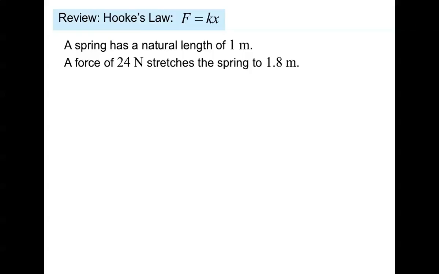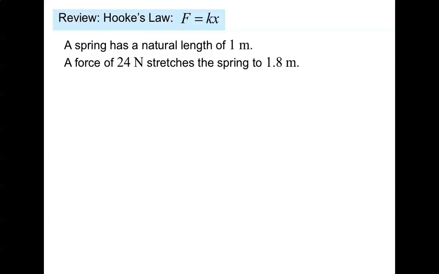So here's what these problems will usually look like. You don't have to write this whole thing down, but let's say you had a spring, and usually it'll say something like the spring has a natural length of 1, or it might not tell you what it is. It'll just say we're going to stretch it this far from its natural length. If I've got a spring attached to the wall here, this particular spring sticks out 1 meter. That's its natural length, at rest. They tell us that it takes 24 newtons to stretch it out to 1.8.